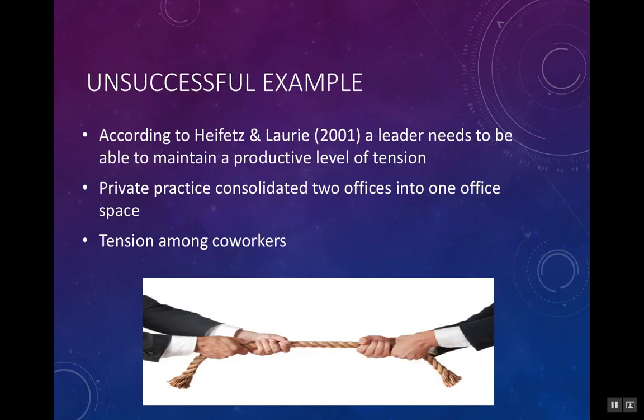We're going to give two examples, again, of how leadership affected our working environment. The first is going to be an unsuccessful example told by myself, and then a successful example given by Michael. So, according again to Heifetz and Laurie in 2001, a leader needs to be able to maintain a productive level of tension. Too much tension causes discomfort amongst employees or followers, and a lack of any type of tension creates a lax working environment.